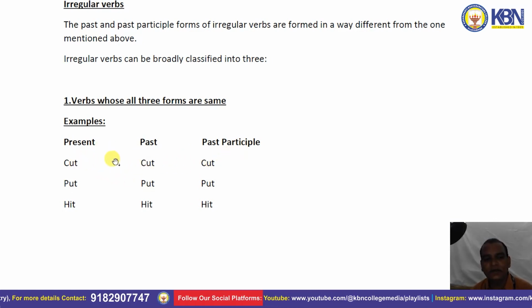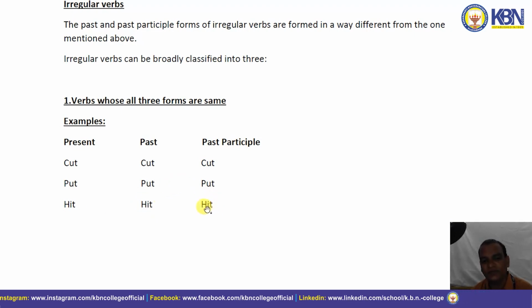Base form is cut, past form is cut and past participle form is cut. Put, put, put. Base form is put, past form is put and also past participle form is put. Hit, hit, hit. So base form is hit and past form is hit and past participle form also hit.